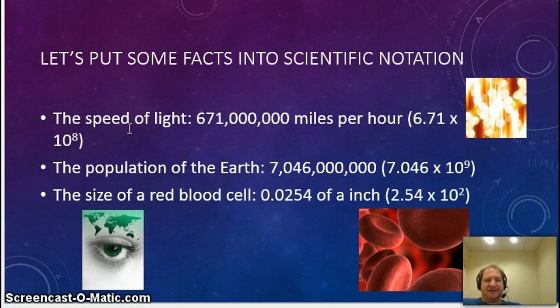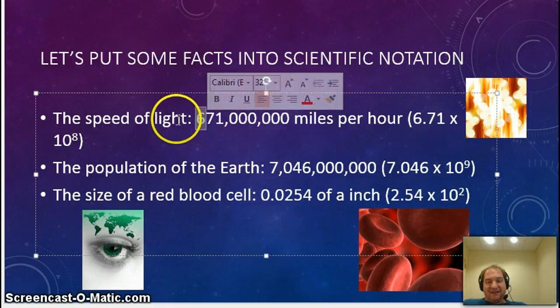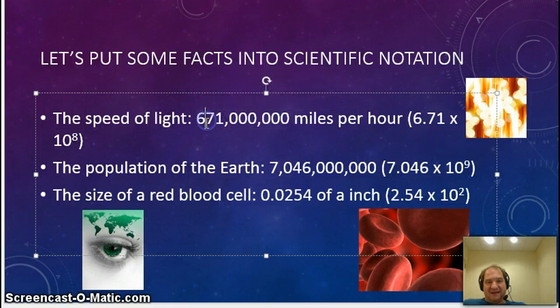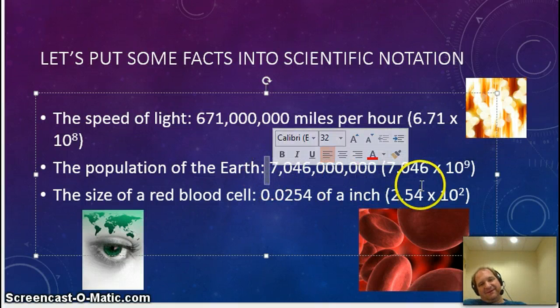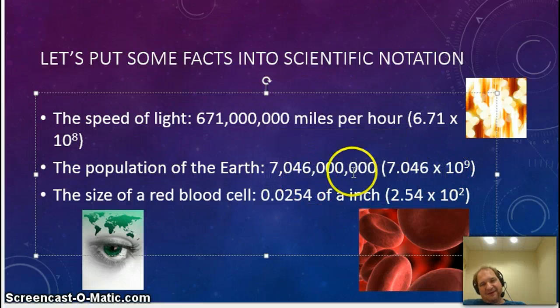Here are some places we'd use this. The speed of light. That's a lot of digits to write. So we just take this 6, that's below 10, times a power of 10. Just drop a dot in here, 6.71 times 10 to the 8th power. Population of the Earth, again, that's a lot of zeros. So 7.046 times 10 to the 9th power. So that'll just bring in that 9 places.